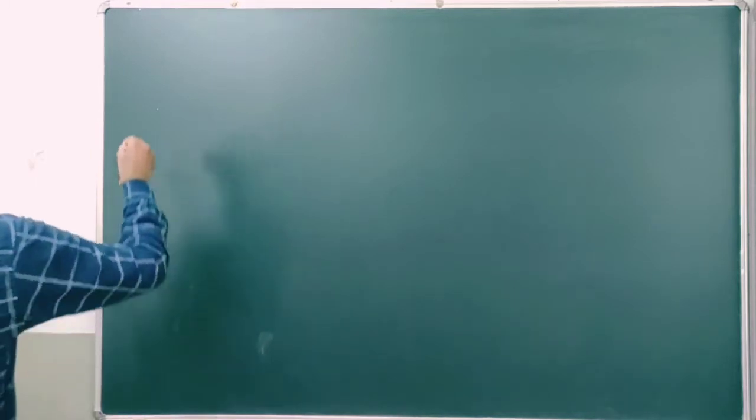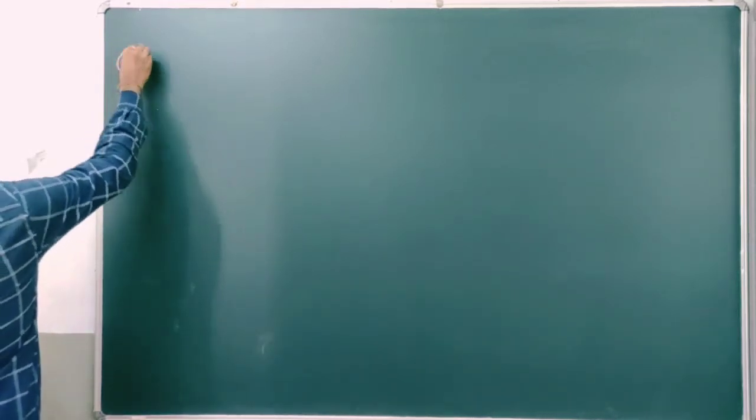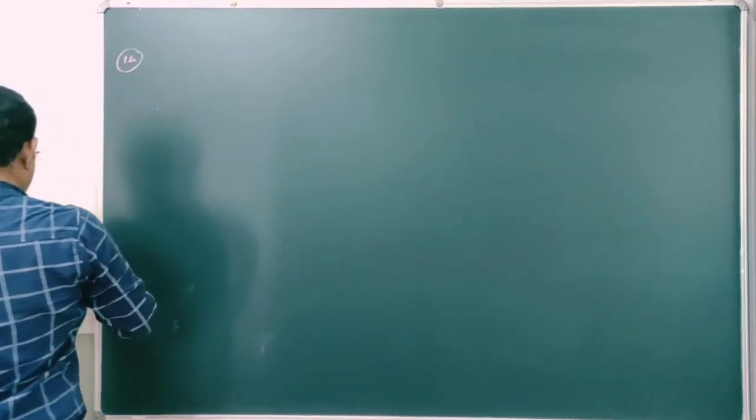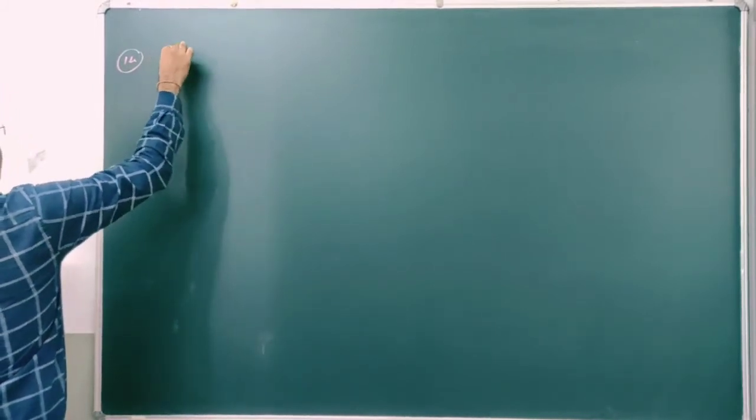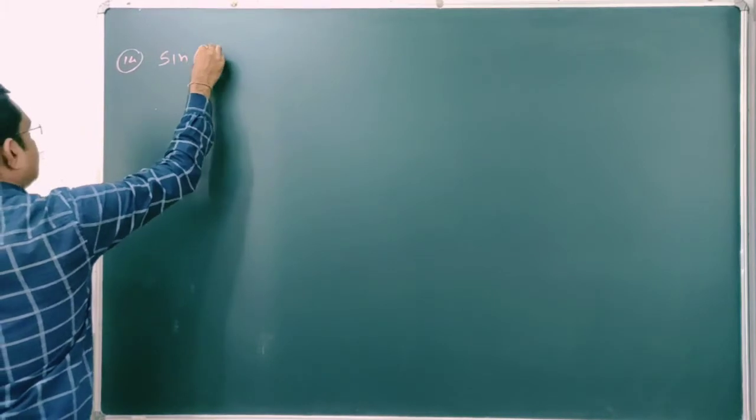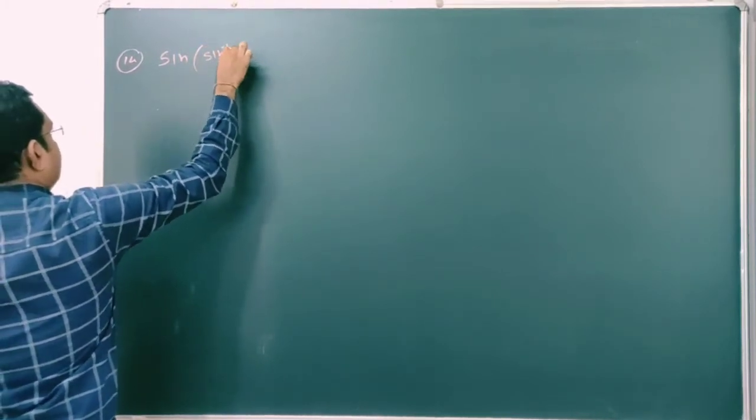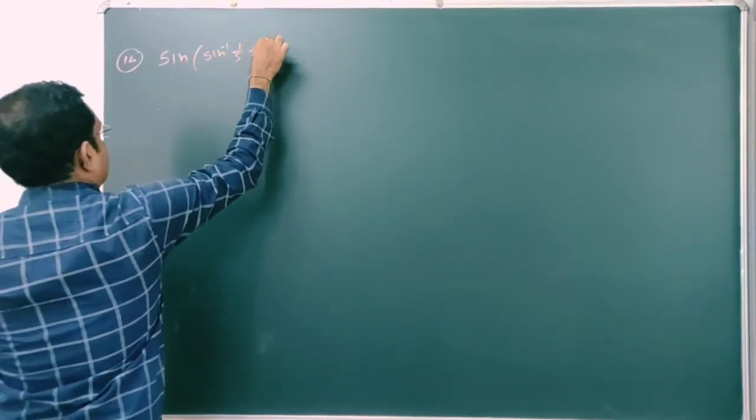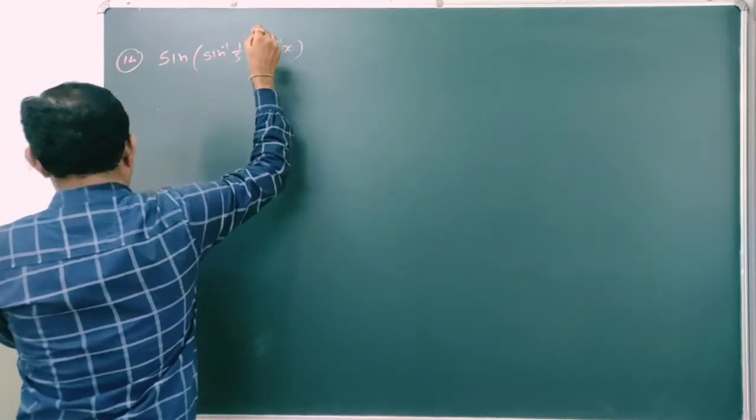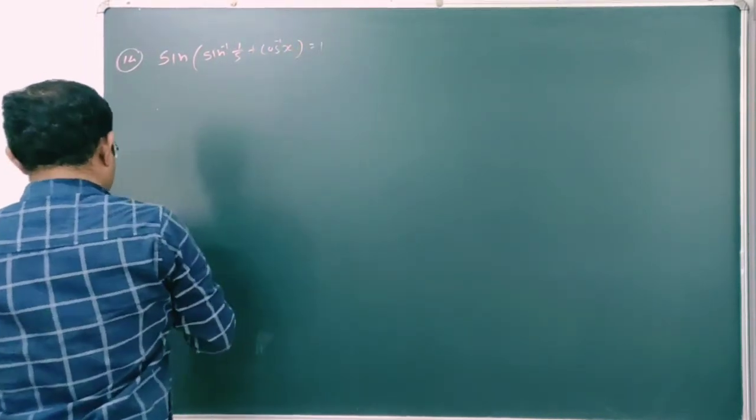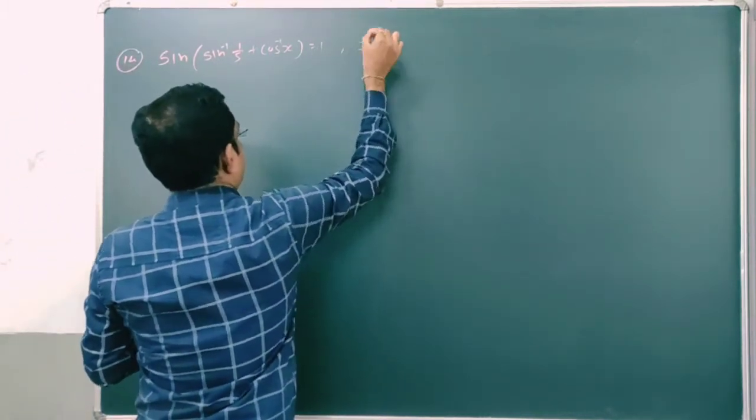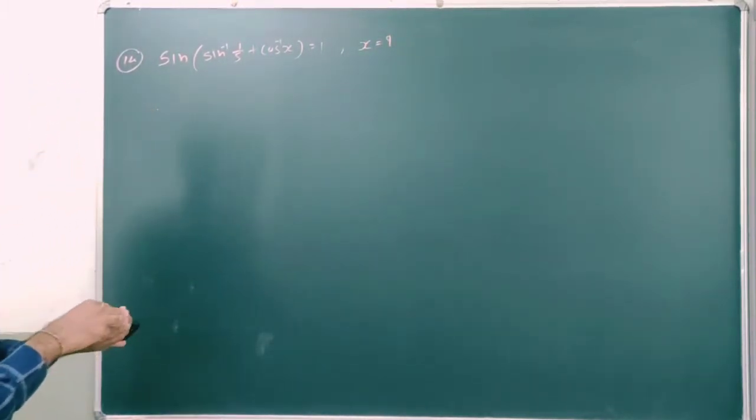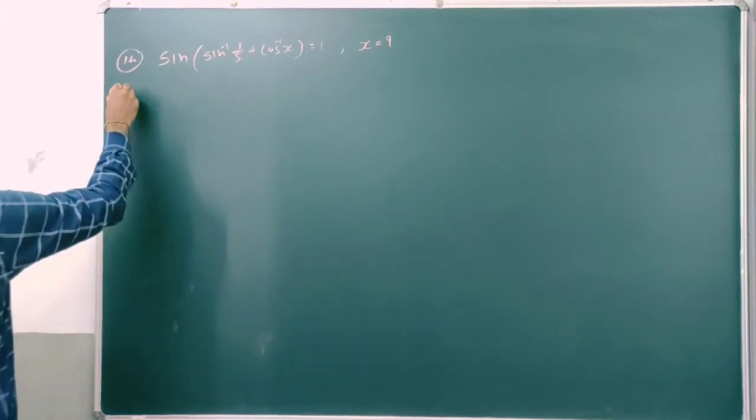Chalo. Now question number 14. Here the question is: if the value of sin inverse 1 by 5 plus cos inverse x is equal to 1, then find the value of x. We have to solve this equation and find the value of x.